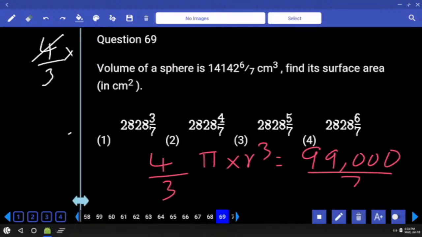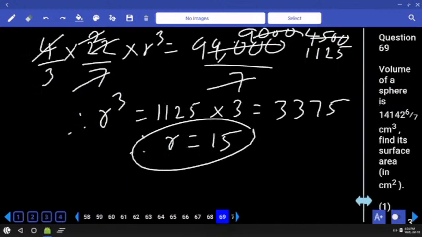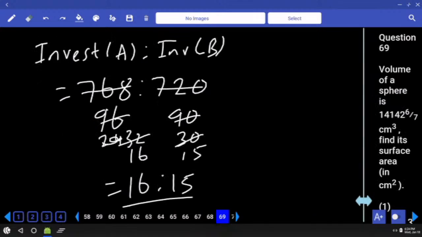Okay. Now what is he asking? Surface area. Surface area is 4 pi r square.